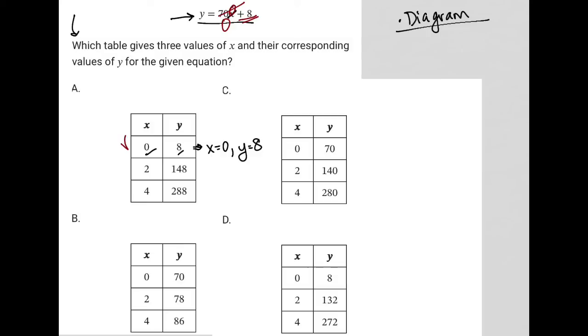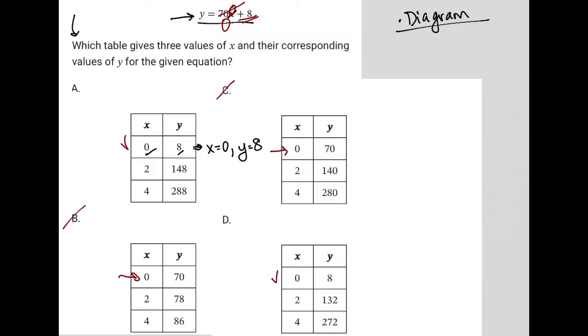So this is true. Now, that doesn't mean that this is the right answer, but it does mean that if I look at choice B, where it says that when x is 0, y is 70, that must be incorrect. And for choice C, where it also says that when x is 0, y is 70, that must also be incorrect. And notice that choice D also has this point 0, 8.